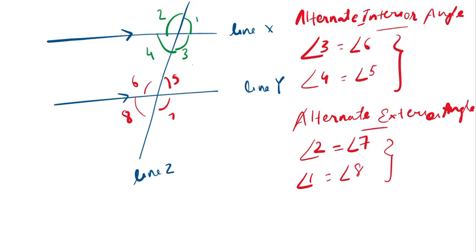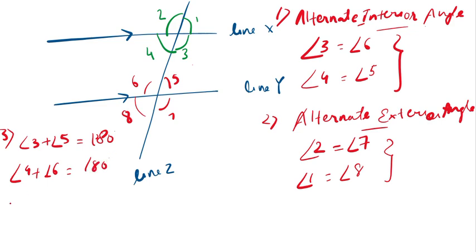Same side interior angles are angle 3 plus angle 5 equal to 180 degrees, and one more is angle 4 plus angle 6 equal to 180 degrees. And one more is corresponding angles.